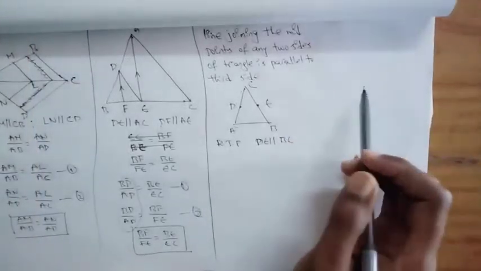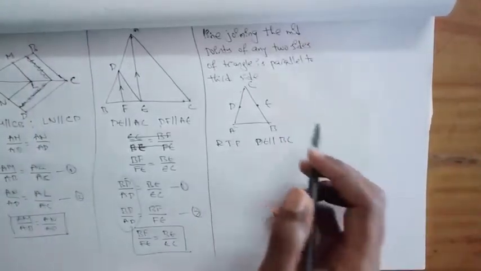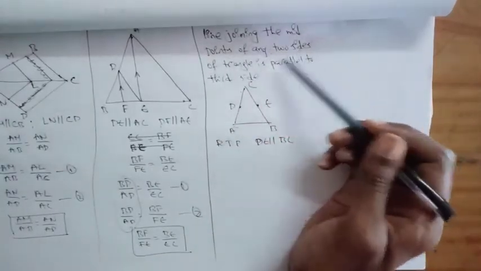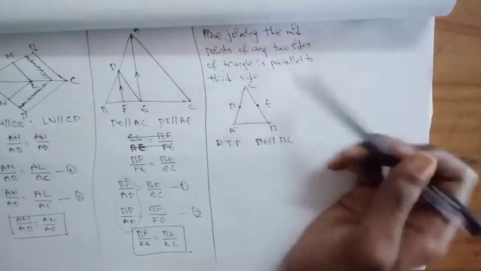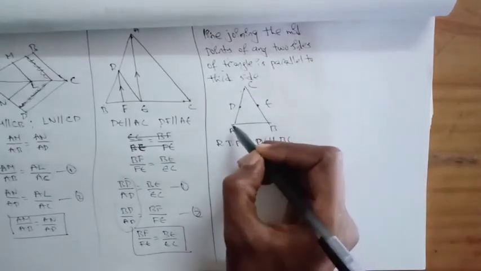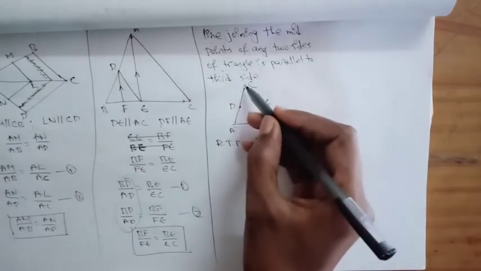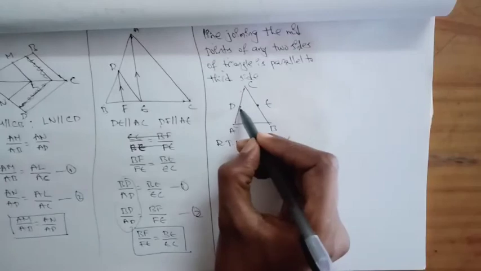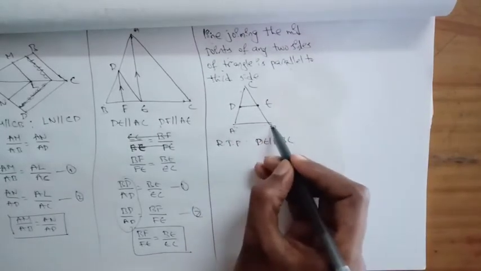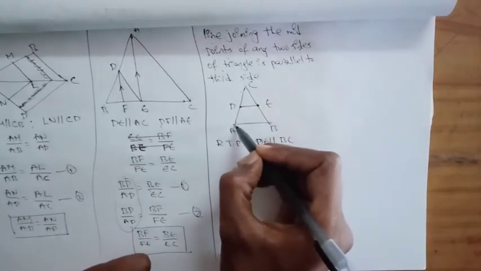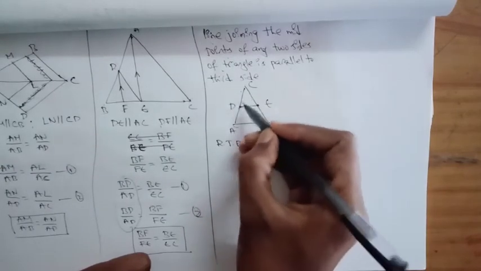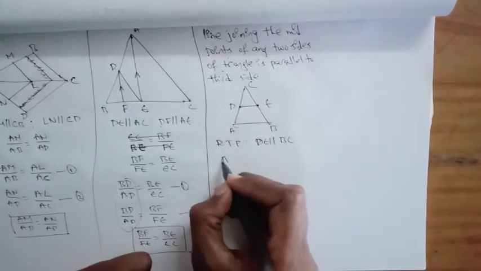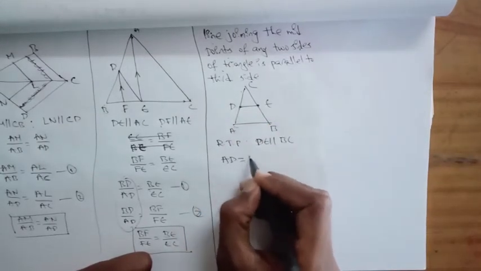In this problem, we are asked to prove the theorem that the line joining the midpoints of any two sides of a triangle is parallel to the third side. So he pointed out a midpoint of one side is D and of another side is E. So this one must be parallel to this one. In order to do that, we know AD by DC. Why? Because D is a midpoint, we can write that AD equals DC.